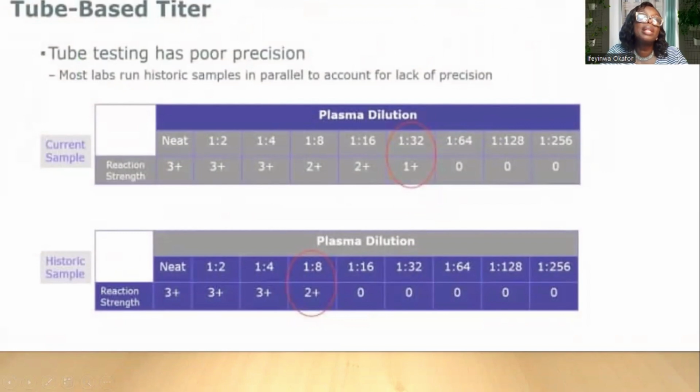There's this notion that tube testing has poor precision, and because of that, most labs run a historic sample in parallel to account for lack of precision. So if you are doing your present sample, it's always good for you to include the previous sample. Looking at the current sample here, the lowest agglutination is at 1 in 32, while the previous sample is at 1 in 8. So obviously, you have a 2 titer increase in the strength of the titer from 8 to 32.